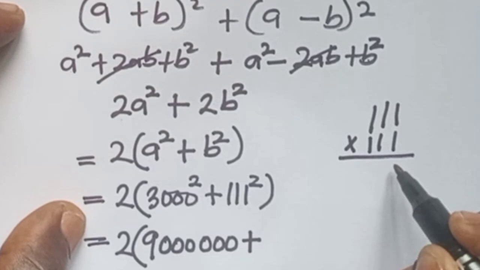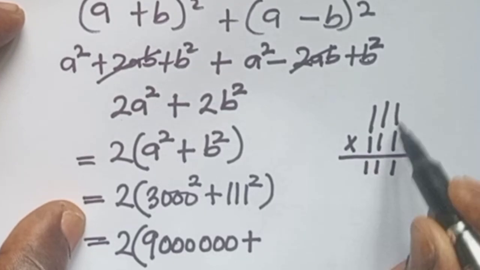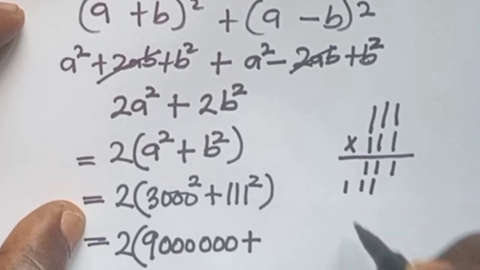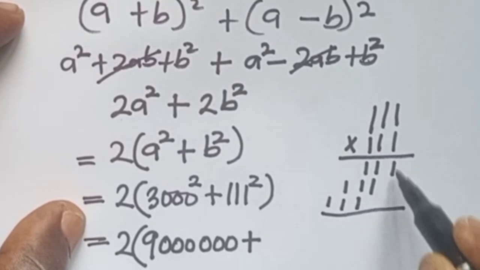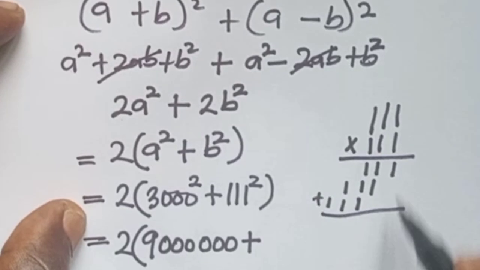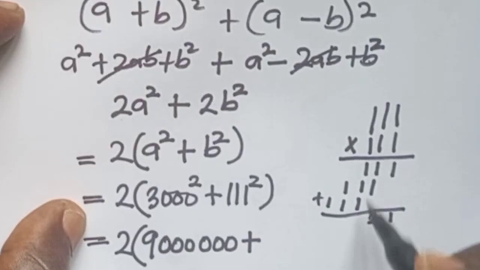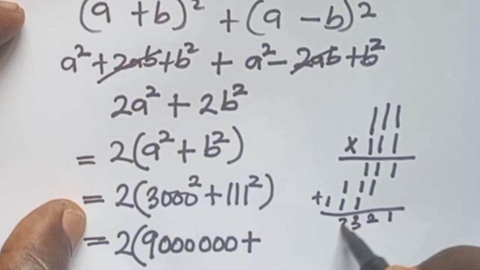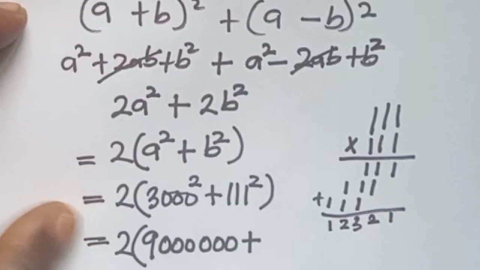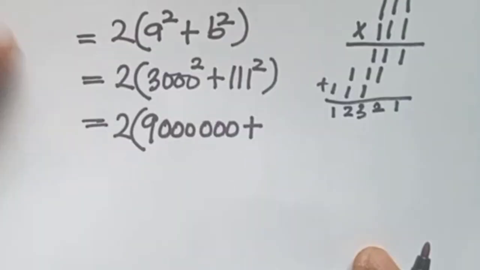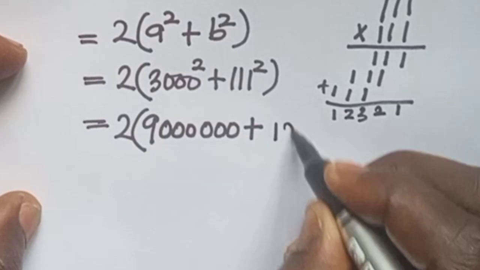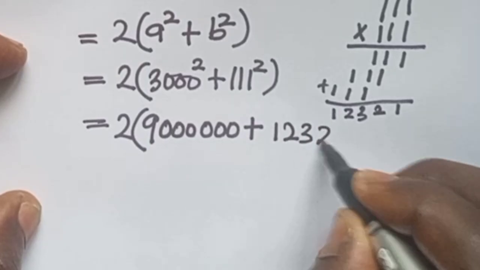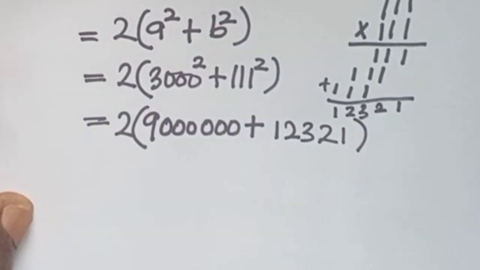So if you do this very one, we have 1, 1, 1, and again 1, 1, 1, and for the last one, it becomes like so. So if we add up this very one, we have 1, 2, 3, 2, and 1. So here, 9 million plus 1, 2, 3, 2, and 1.